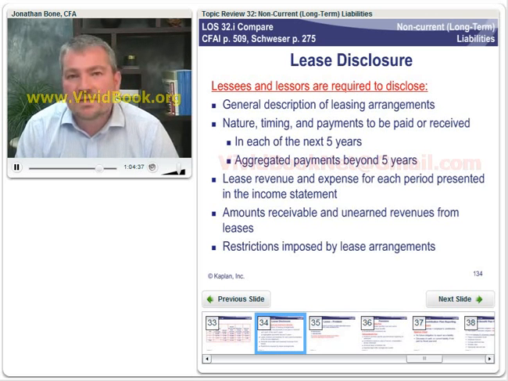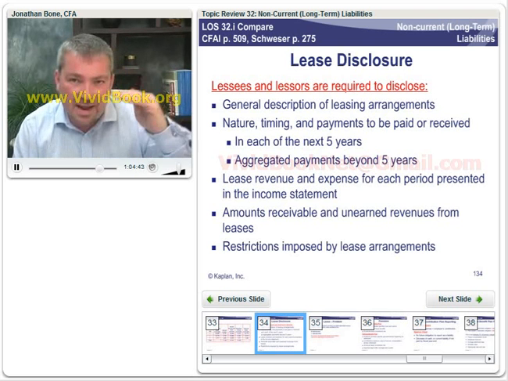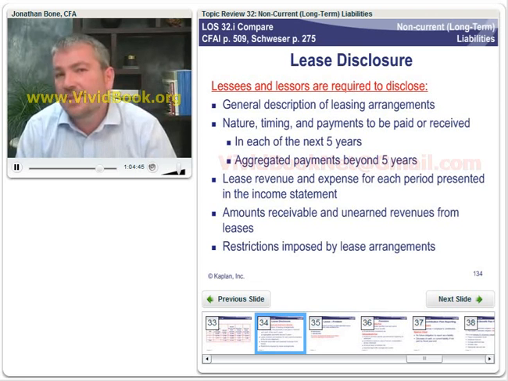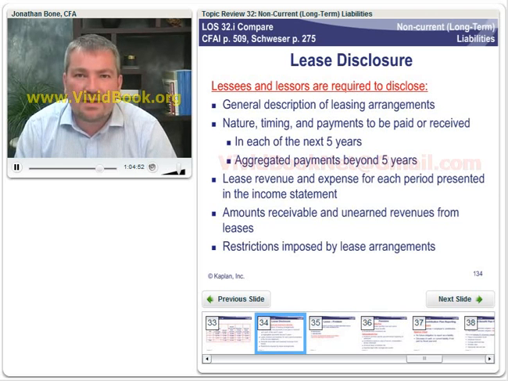So we'll also set out the nature, timing and payments to be paid or received over the next 5 years, split every year for those next 5 years, and then aggregate payments beyond 5 years. The lease revenue and expense for each period will be reported in the income statement. Amounts receivable and unearned revenues from leases will be reported, and restrictions imposed by lease arrangements. So if there's any restrictions, i.e. covenants, placed on the company.